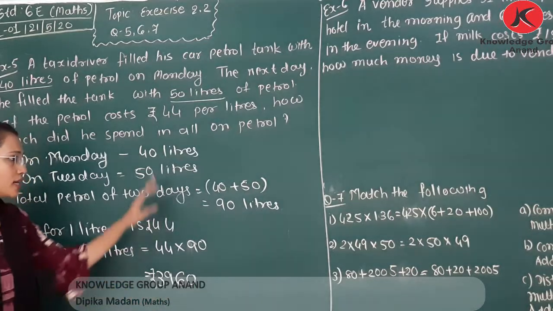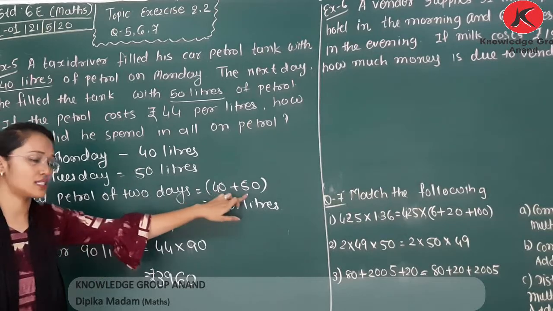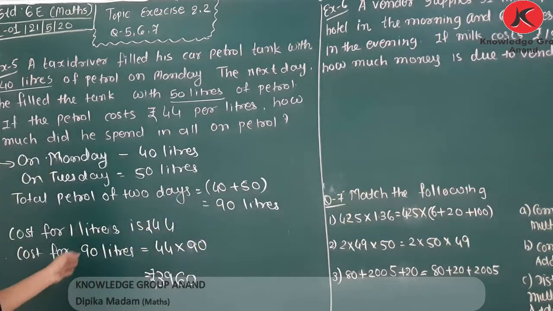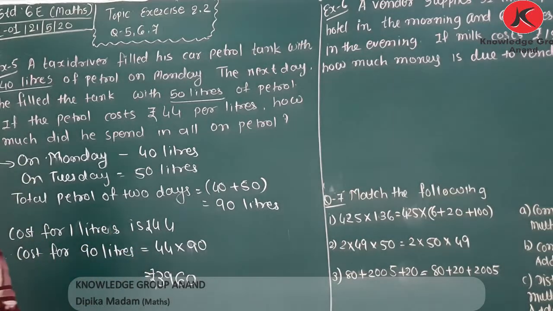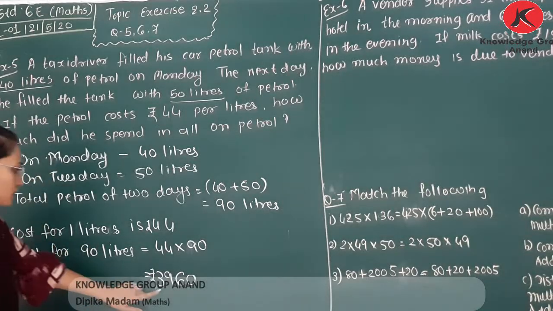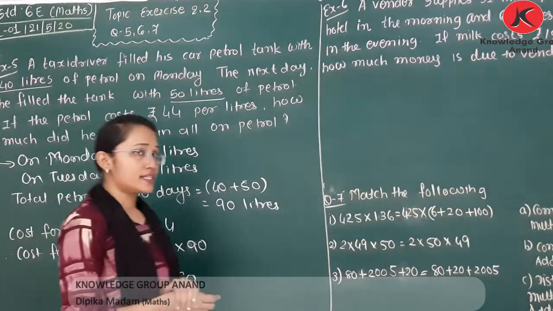3,960. What we have to find? First of all, we find the total petrol of 2 days, that is 40 plus 50, that is 90. And then we multiply it with 44, because the cost for 1 liter is 44. The cost for 90 liters is 90 multiplied by 44, 3,960. Okay. Now example 6.